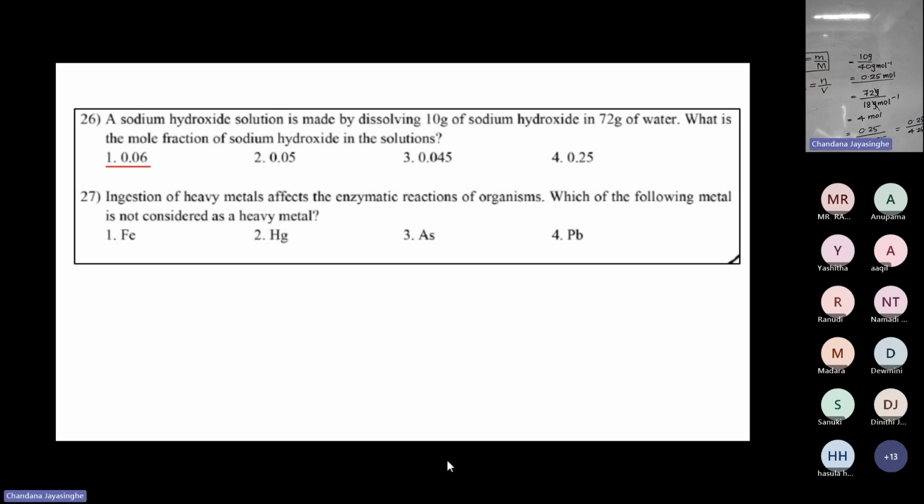Okay. So what is the answer there? First one. Then next one. Heavy metals affect the enzymatic reaction of our body. Which one of the following metals is not considered a heavy metal? What is the answer? Mercury we consider a heavy metal. Arsenic, lead we consider heavy metals, but iron we do not consider a heavy metal.